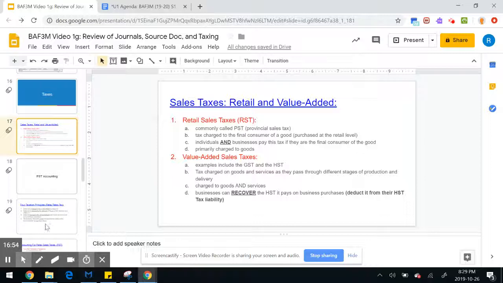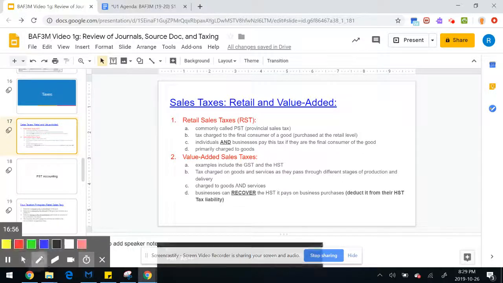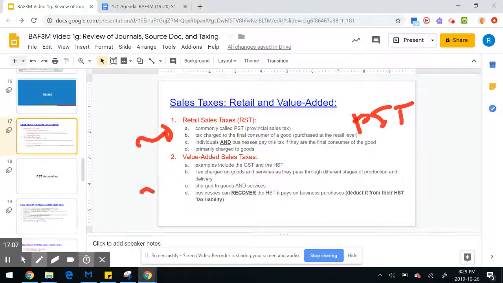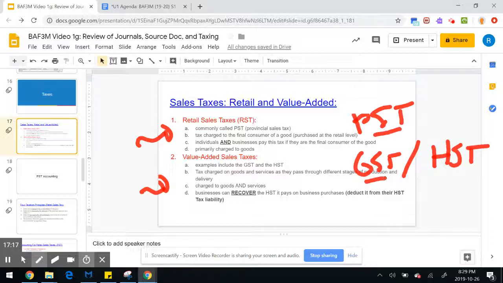Before even talking about Canada, we acknowledge that there are 2 types of sales taxes. There's a retail sales tax, which in Canada is effectively our PST. And then there's value added tax, which is another type of sales tax, which is GST and HST. Some provinces have PST and GST. Ontario only has HST, a 13% HST. So Ontario's sales tax is a pure value added tax.